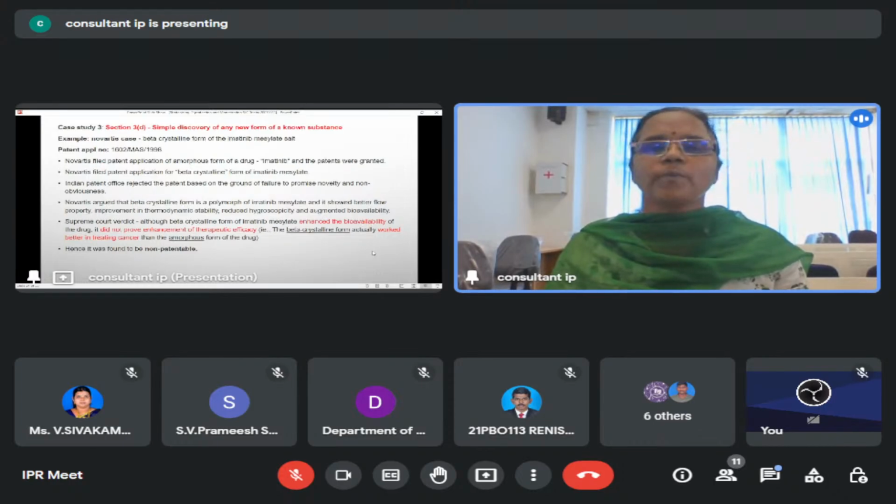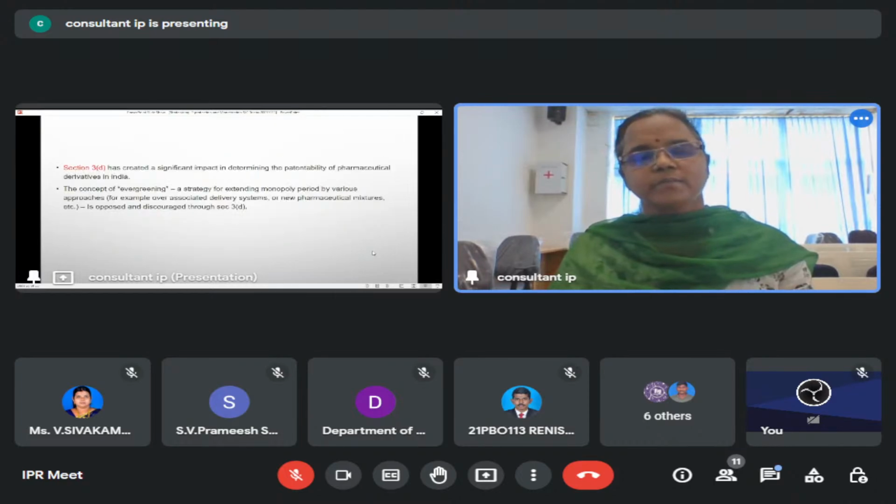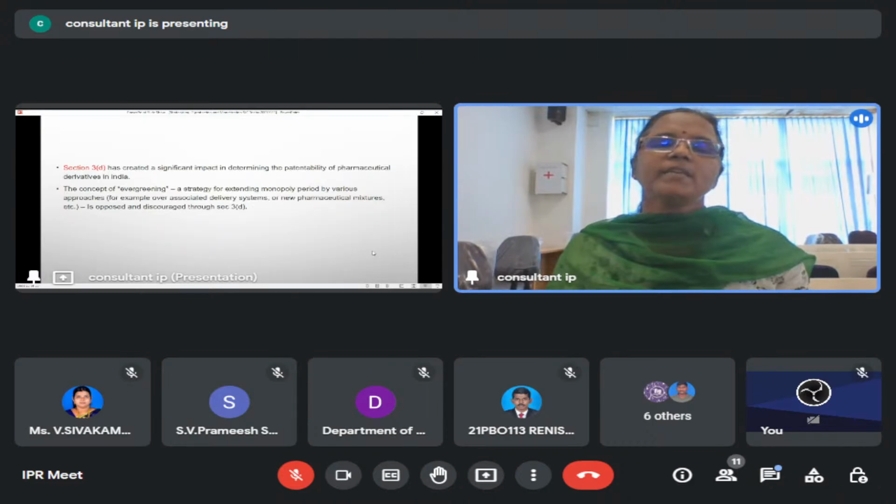This was not proved by the company, so a patent was not provided in India. They were not provided a patent for this. So that is Section 3(d) as such. Why I'm saying this is that these are some of the areas you should look at when you ideate.